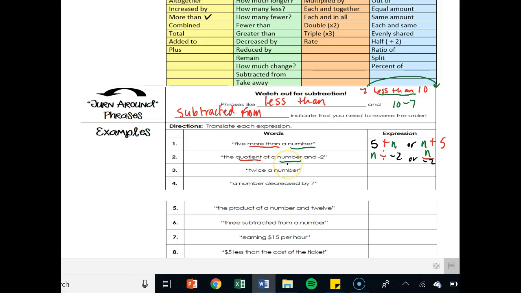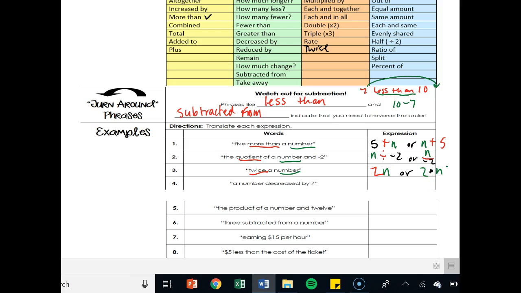Okay, twice a number now. This one's not on there, but this means multiplication. So let's put it in the multiplication column, like triple a number, double a number, twice a number. Simply just means to multiply. So twice something means to multiply, and you're actually just going to put a 2 next to your n here. Or you could put 2 times n, right? 2 times a number that we don't know yet.